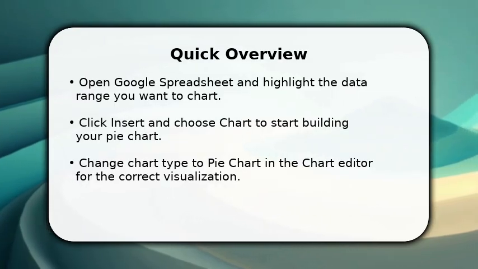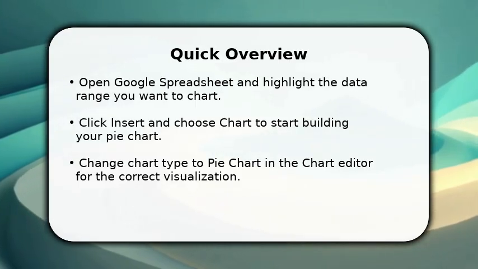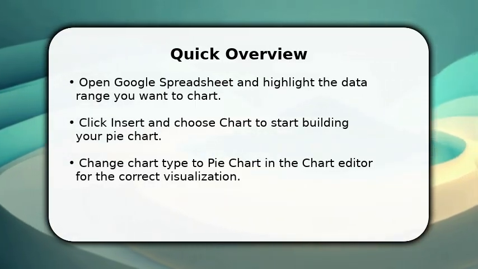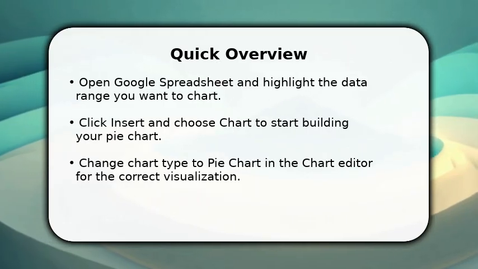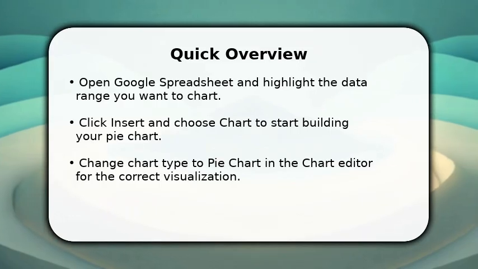In the chart editor, change the chart type to pie chart and adjust slice labels, colors, and legend for clarity. Preview your chart and refine colors or percentages until the visual communicates your data simply and clearly.